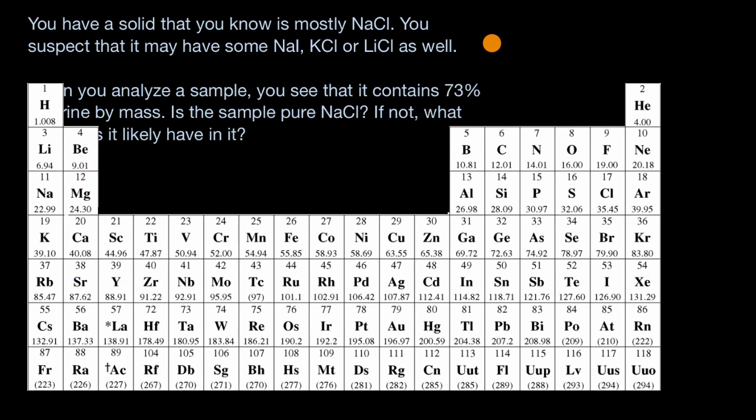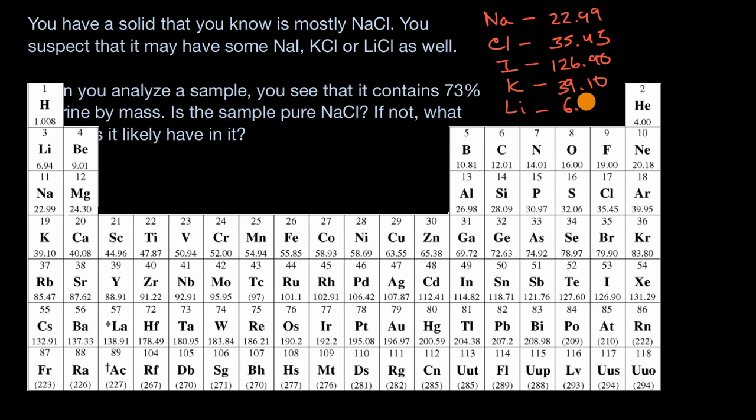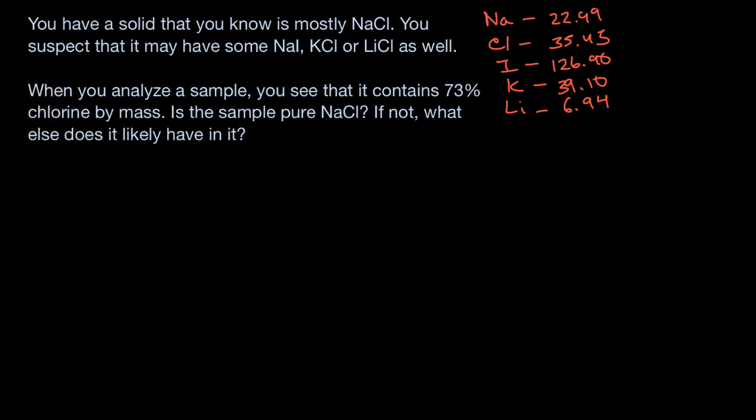So I want to think about the average atomic masses of sodium, chlorine, iodine, potassium, and lithium. Sodium's average atomic mass is 22.99. Chlorine is 35.45. Iodine is 126.90. Potassium is 39.10. And lithium is 6.94. And so now I can remove my periodic table of elements.